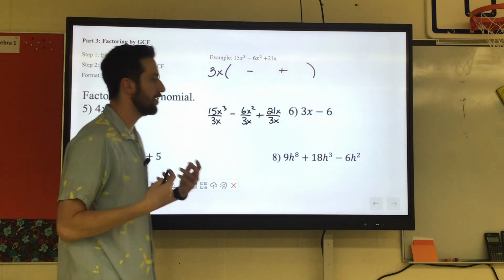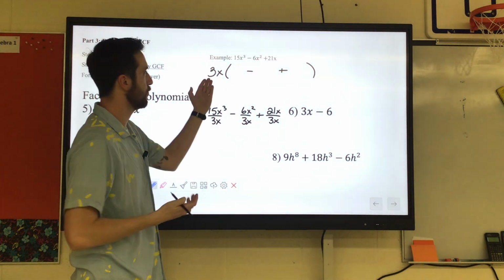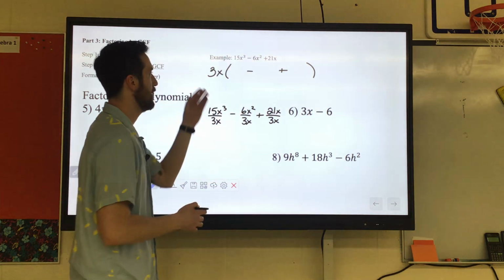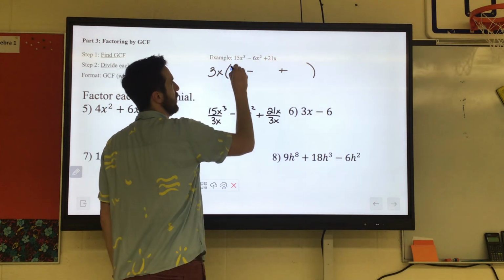Now theoretically what we're doing here is we're dividing each of these terms by 3x. So we're doing 15x to the third divided by 3x, minus 6x squared divided by 3x, plus 21x divided by 3x. I don't like thinking of it that way. I kind of like thinking of it like a puzzle. I'm saying 3x times something gives me 15x to the third. Now I know 3 times 5 is 15. Handled.